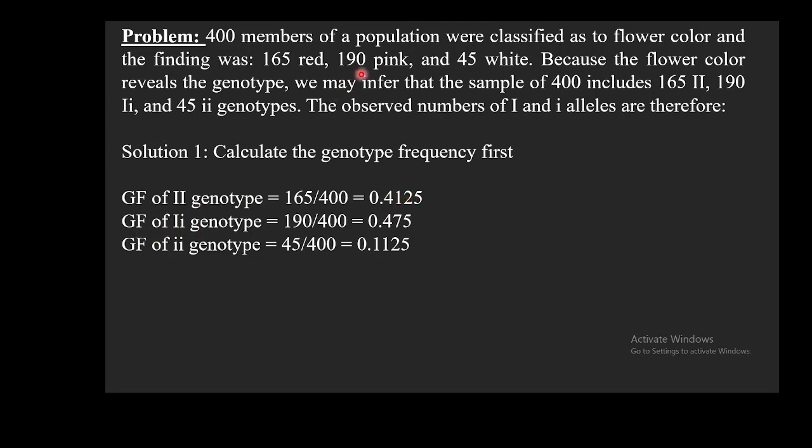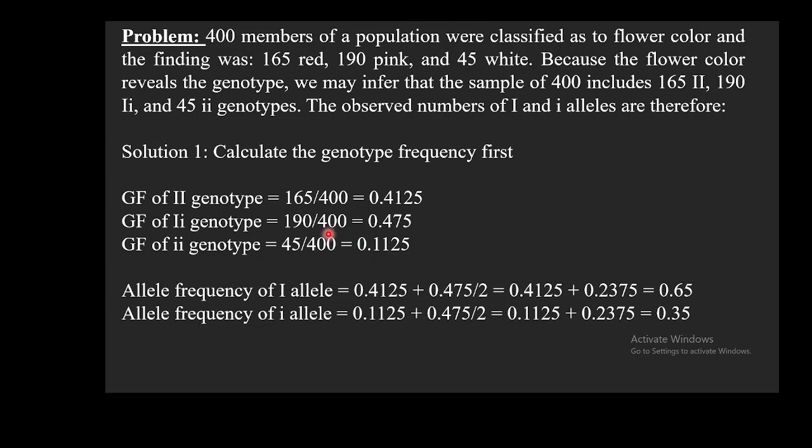Similarly, you can calculate: there are 190 pink, and the genotype for the pink is capital I small I, so the genotype frequency of capital I small I is 190 divided by 400, which is 0.475. Similarly, the small i genotype frequency will be 0.1125. So in one way, you just take the 0.4125, and because you are calculating the frequency of the capital I allele, and in this particular genotype you have the capital I and small I both, so you need to divide it by 2.